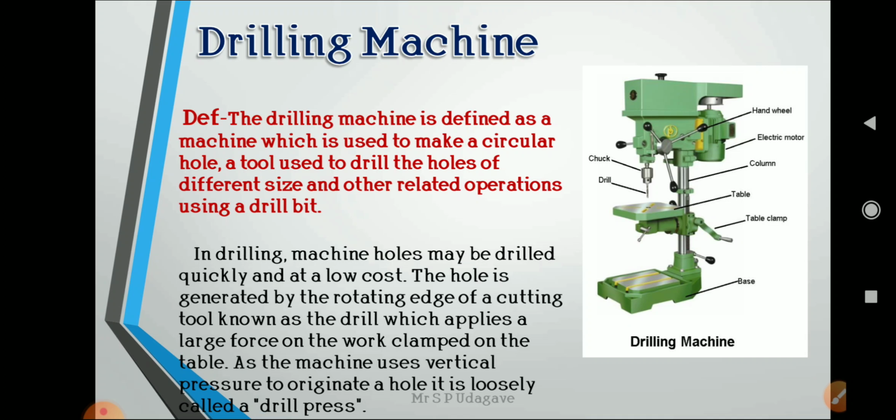In a drilling machine, holes may be drilled quickly and at low cost. The hole is generated by the rotating edge of the cutting tool, known as a drill, which applies a large force on the workpiece clamped on the table. As the machine uses vertical pressure to originate a hole, it is loosely called a drill press.